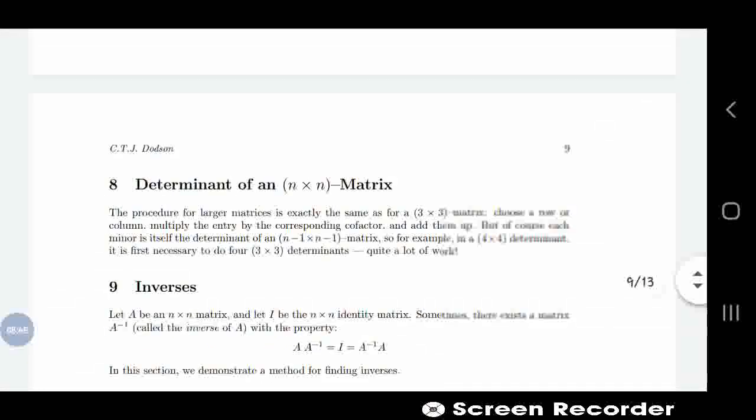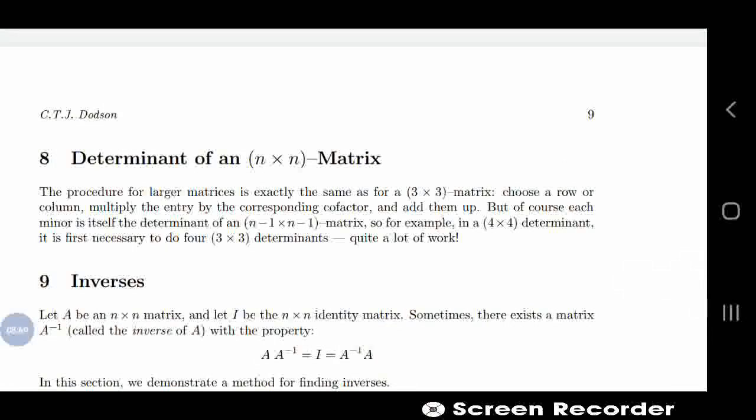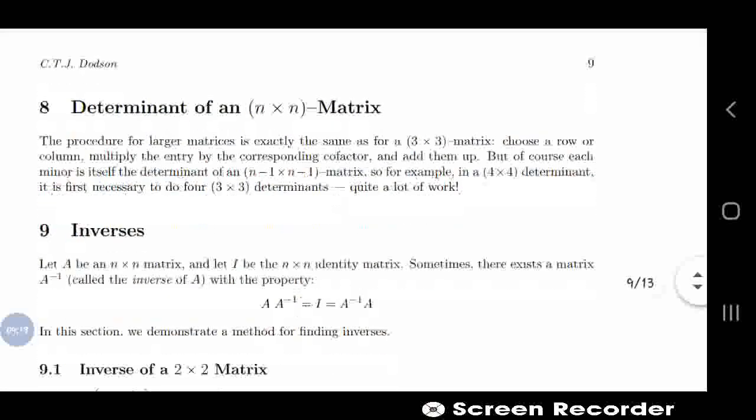Next, the determinant of an n by n matrix. The process is to choose a row or column, multiply the entries with the corresponding cofactor and add them up. Of course each minor is itself a determinant of an n minus 1 by n minus 1 matrix. For example, for a 4 by 4 determinant, it is first necessary to do 4 3 by 3 determinants first.